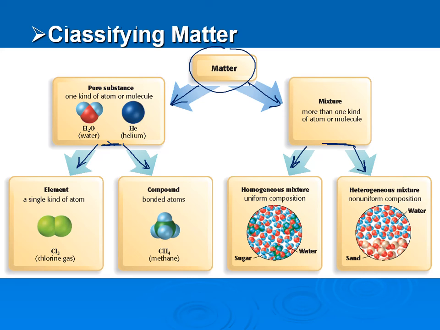Now, there is actually a subclassification of homogeneous, and that would be a solution. A solution would be like a salt-water combination where it actually appears as one form of liquid. Heterogeneous mixtures also have subclassifications. One is called a colloid, and one is called a suspension. Colloids and suspensions differ in the particle size. Suspensions have very large particles, colloids have much smaller particles, and solutions have tiny particles.